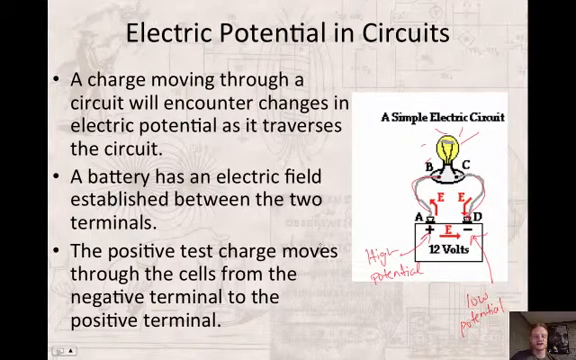So a battery has an electric field established between the two terminals. The positive test charge moves through the cell from the negative to the positive terminal. Remember, a positive test charge would not want to go towards the positive terminal. That would involve work to move it from the negative terminal over to the positive one. Once it's here, it's natural for it to flow through the circuit. It's like letting go of a rock you're holding in your arms: it's naturally going to fall to the ground. As far as I have been around, I have never seen a rock just rise up off the surface of the earth. That would be pretty crazy.